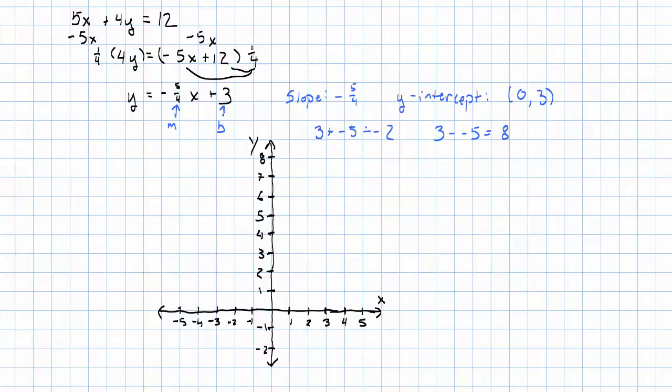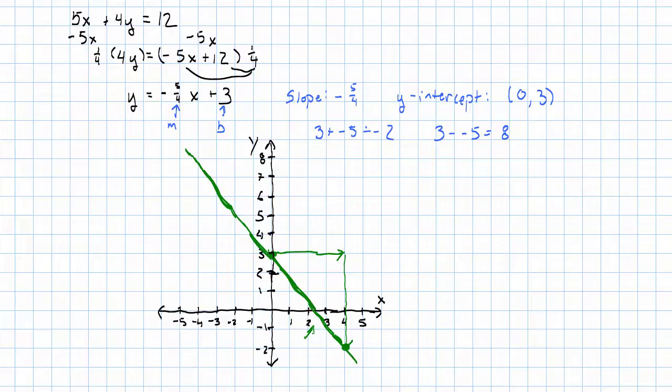I'll graph my y-intercept, and then I'll use my slope over 4 down 5, 1, 2, 3, 4, 5, to get another point. And then I'm ready to draw my line. And notice, as we expected, the place where we cross the x-axis is somewhere between 2 and 3.